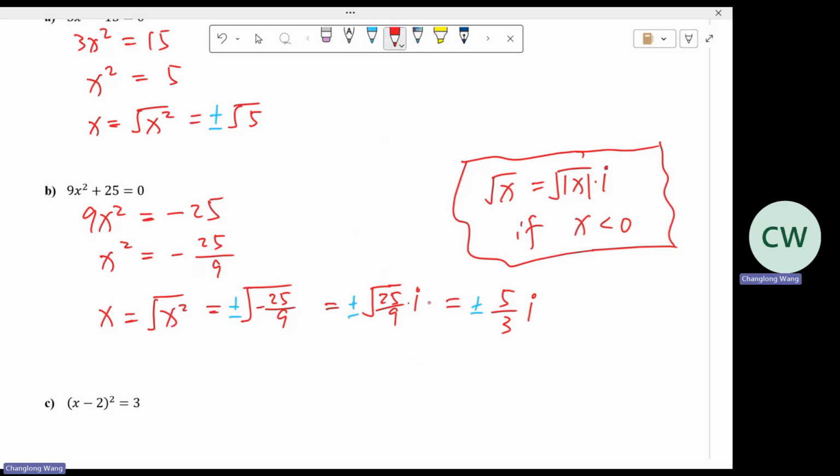Okay, no need to really worry about the i at this moment. We're not doing anything crazy about imaginary numbers. It's just that you need to know when you have to introduce the i, and this is pretty much the only moment, right? So you have a negative number on the radical side.